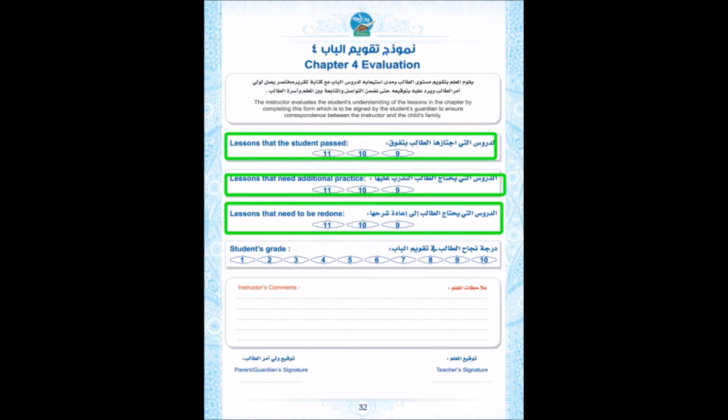Most of the time, lessons that are marked down to be redone need a different form of explanation for the student. For example, maybe stress the hand motions more than simply memorizing the words or the symbols. And we try different ways with the student until we find the best way for this concept, for this chapter, inshallah. Also, we give the student a grade. The required grade is 9 out of 10. We leave comments and receive signatures from the parent/guardian, and we sign as the teacher, inshallah.